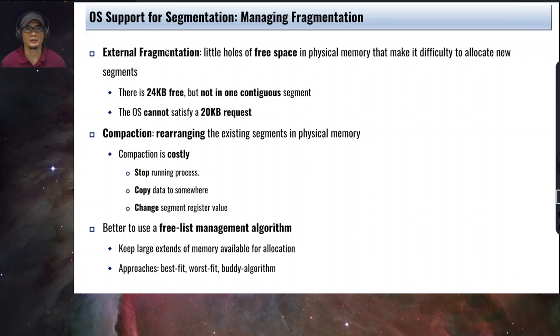So another consideration that must be addressed by the OS when supporting segmentation is managing fragmentation. In the base and bounds approach, the system suffered from internal fragmentation. If we have segmentation, the system is going to suffer from external fragmentation, meaning little holes of free space in physical memory that make it difficult to allocate new memory segments. So let's say there is a total of 24 kilobytes free, but they are not in one contiguous segment. Therefore, the OS cannot satisfy a 20 kilobyte request.